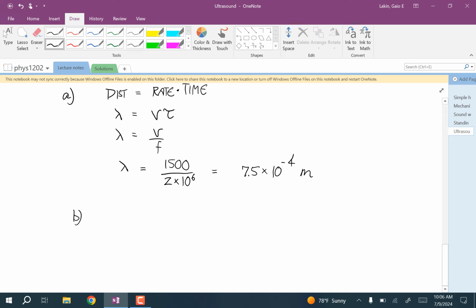Second, what kind of time resolution do you need to detect objects at the distance scale that's important in these applications? And so I chose 4 centimeters. There are times when you're looking for larger distances, smaller distances. But again, I'm going to use this idea of distance equals rate times time.